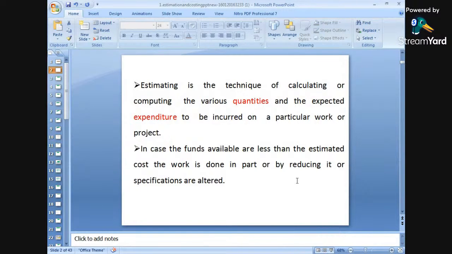Okay? In case the funds available are less than the estimated cost, the work is done in part or by reducing it, or the specifications are altered. That means if the amount available to us is less, and we have to complete a particular structure in the stipulated time, then we can alter the specifications. The specifications can be changed, or the construction work can be carried out in stages.